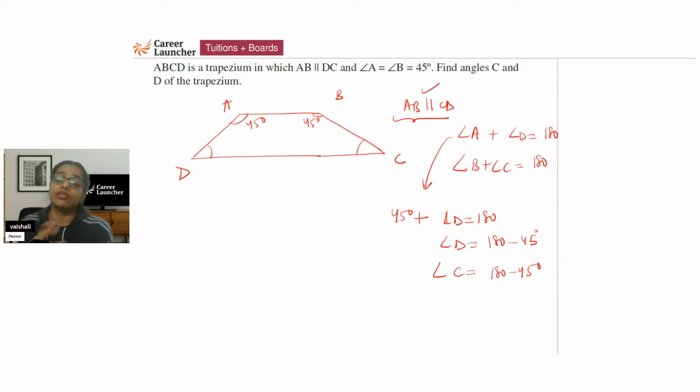Just the fact that if you know two lines are parallel, you can consider the co-interior angles and look into the difference.